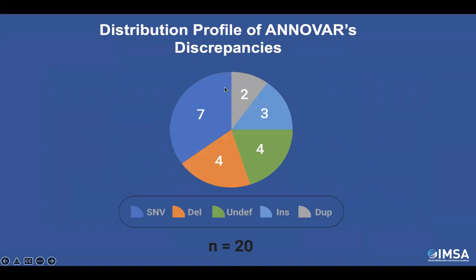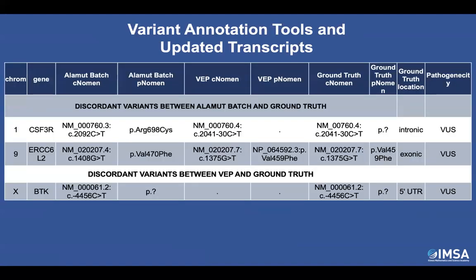And a majority of these discrepancies were non-SNVs, so 13 out of the 20. And of these 20 discrepancies, 16 were exonic, while 4 were intronic. And they exhibited a spectrum of pathogenicity from likely benign to pathogenic. So details on the 3 discordant variants between VEP and Alamut Batch are illustrated in this table here.